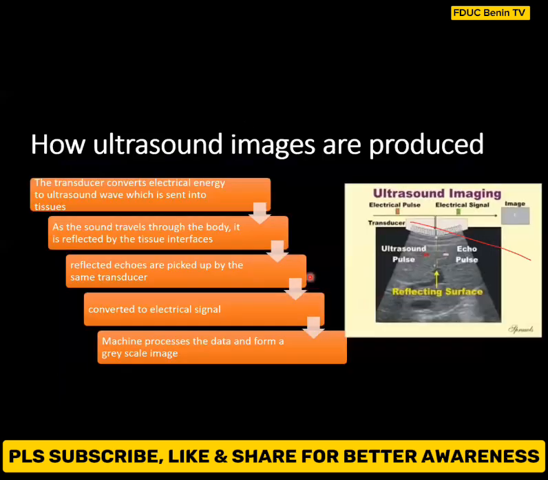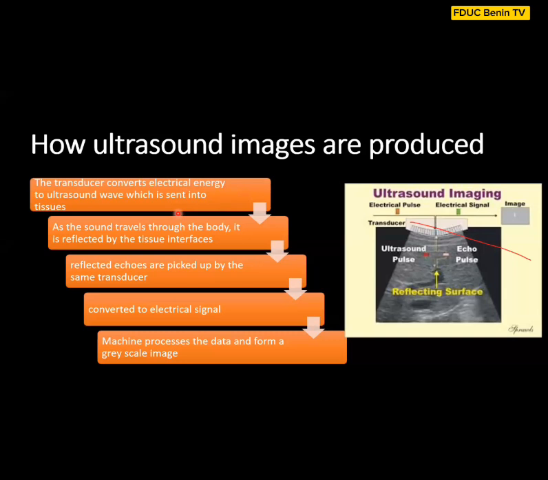So how are ultrasound images produced? As already said, the piezoelectric crystal is the most important component of the ultrasound probe. Once the electrical energy is sent through the piezoelectric crystals, the transducer converts electrical energy to ultrasound waves, which are sent to the tissue. As the sound waves travel through the body, they are reflected at the tissue interfaces. The reflected echoes are picked up by the same transducer and converted to electrical signals, and then the machine processes the data and forms a grayscale image. That is the function of the probe.